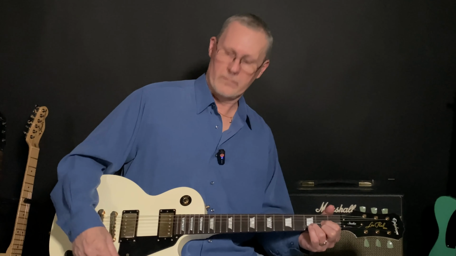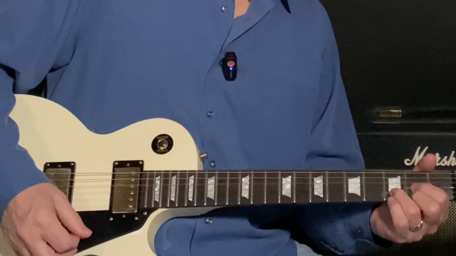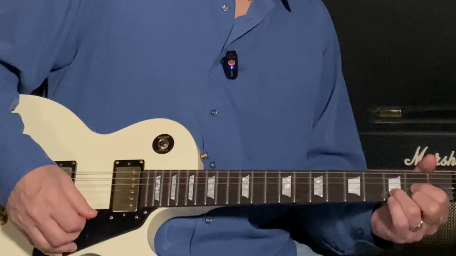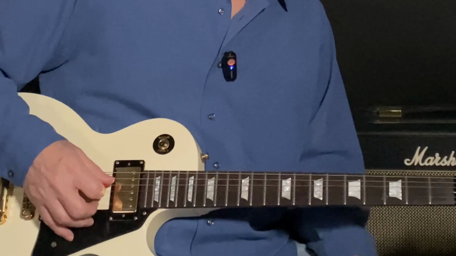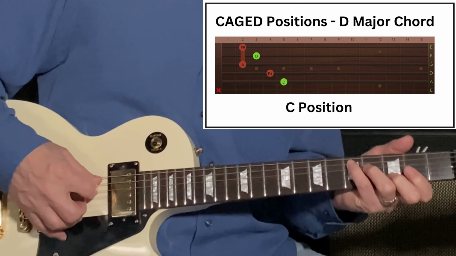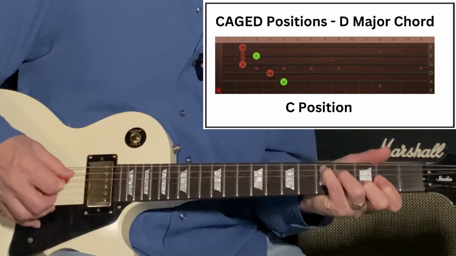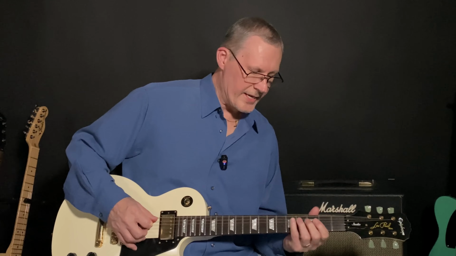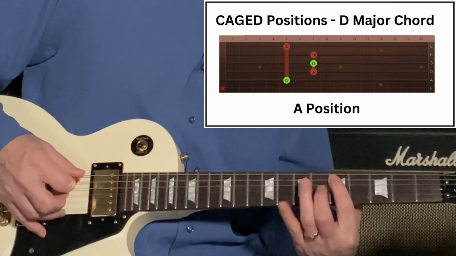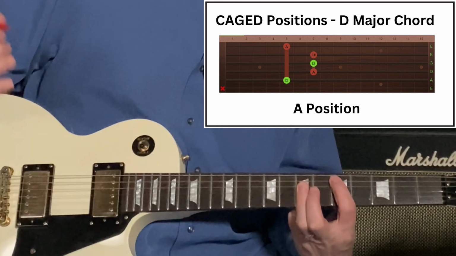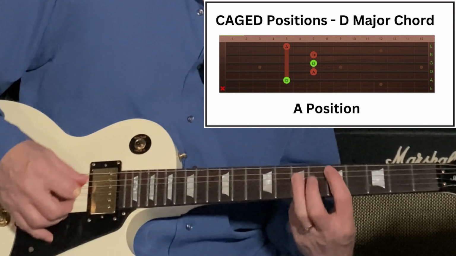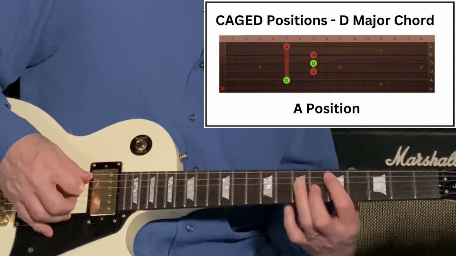So in this example, I'm going to use the D major chord. So this would be a D major chord with the D shape of the CAGED system, but we're going to go up to the C shape and start there. So this is what the C shape of the CAGED system looks like. So once again, we're playing a D major chord and we're on the C shape. Well, I can now put my index finger here and play this bar chord, which you should be pretty familiar with. And this is the A shape of the CAGED system.